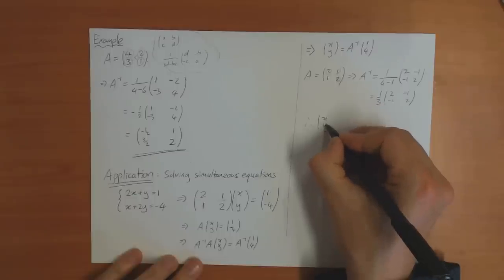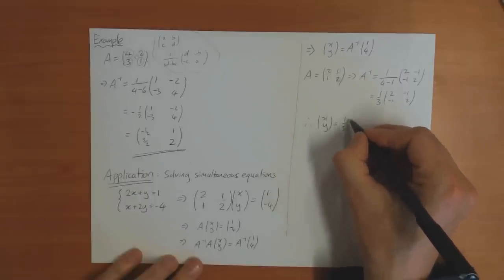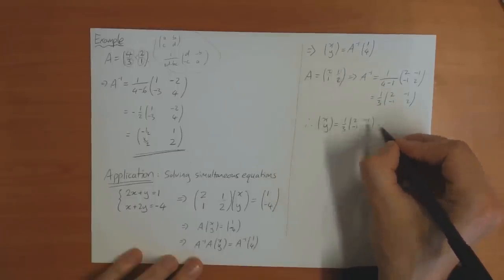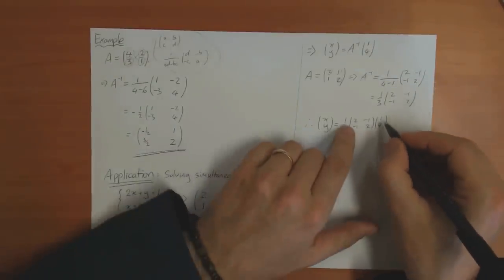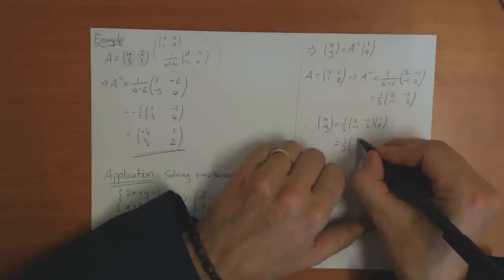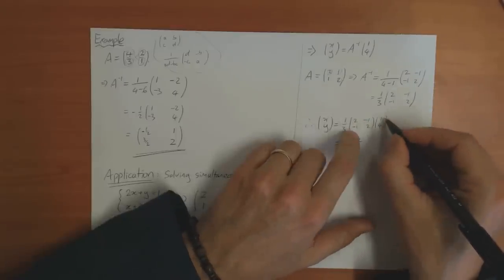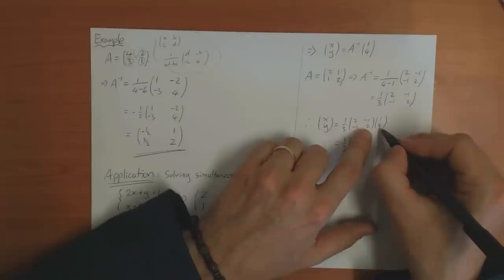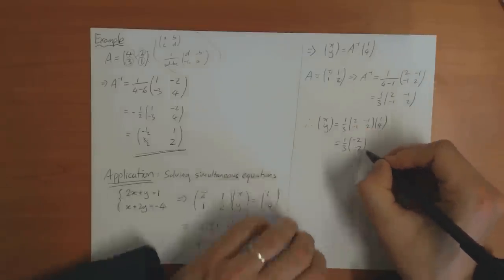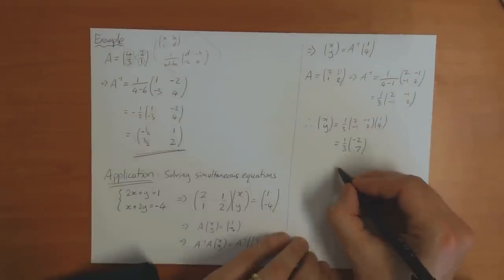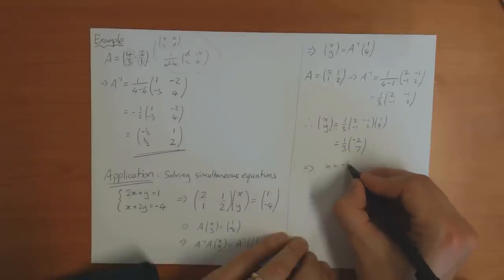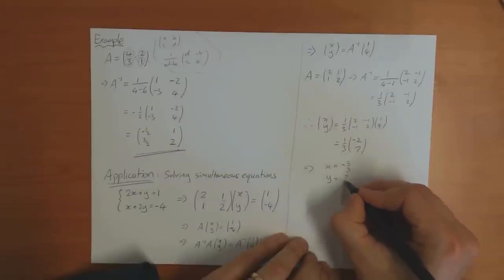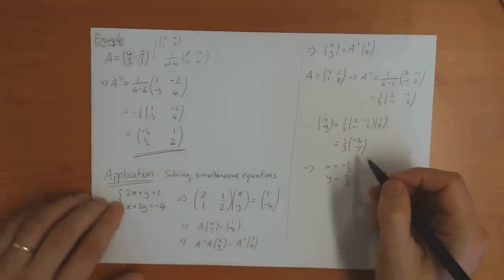So therefore, xy is equal to a third of 2 minus 1 minus 1, 2 times 1, 4, which is a third of 2 minus 4, which is minus 2, and minus 1 plus 8 is 7. So then the answer here is x is minus 2/3 and y is 7/3. So if you want, we can just check if this is correct.